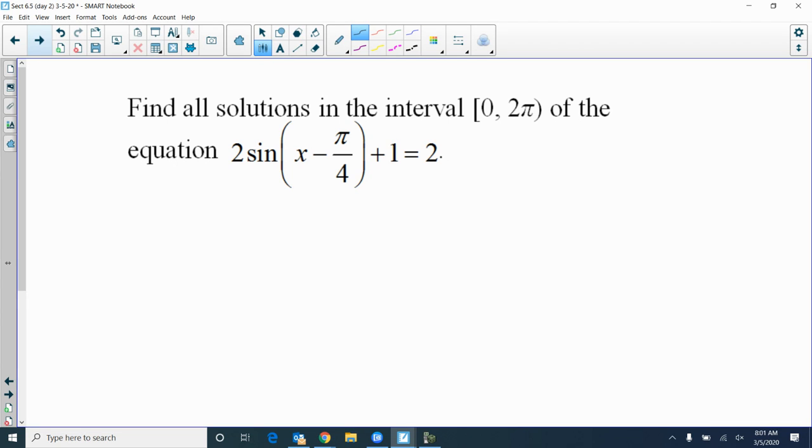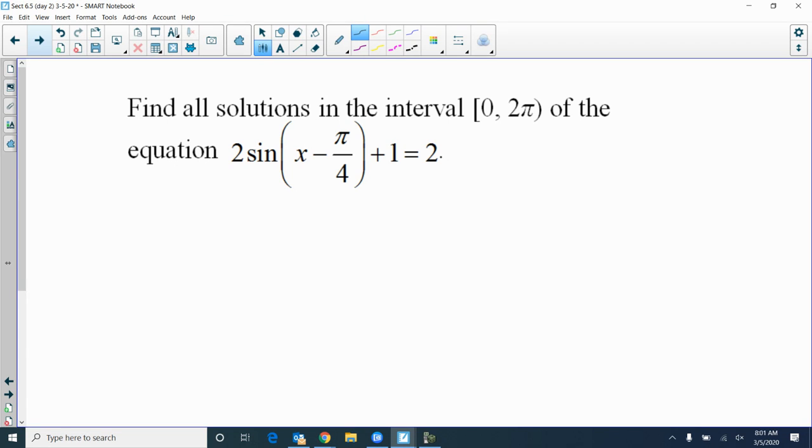All right, find all solutions. Now, what does it say? In the interval 0 to 2 pi, in radians, of the equation 2 sine of x minus pi over 4 plus 1 equals 2. Okay. Now, it's just not sine of theta or sine of x. We got some things going on in here. I want to know the answers from 0 to 2 pi.